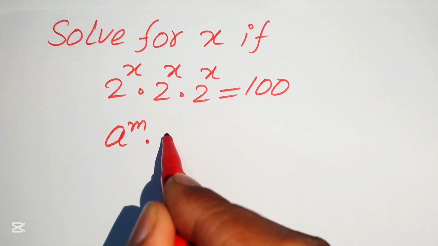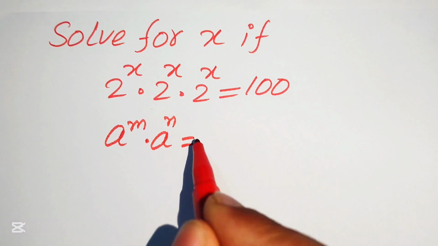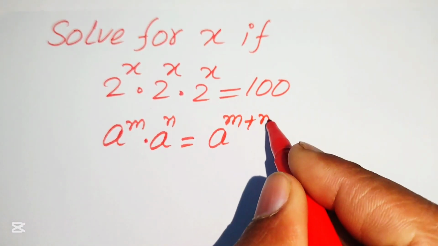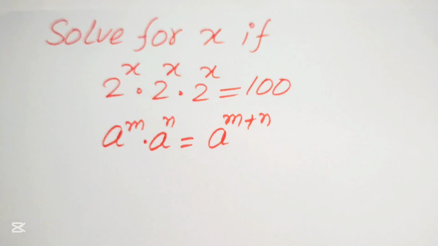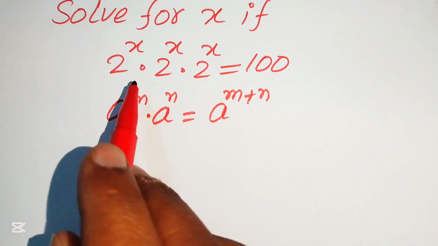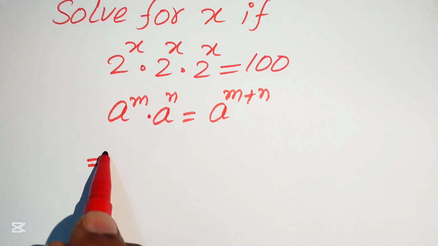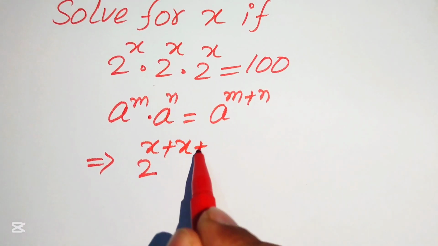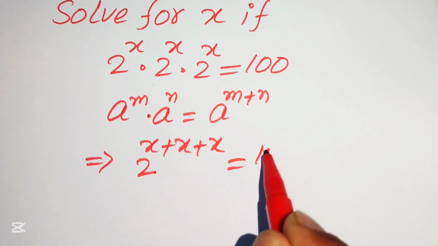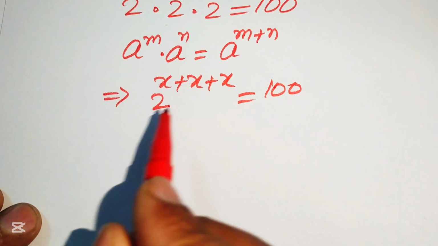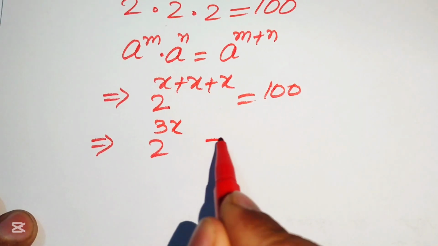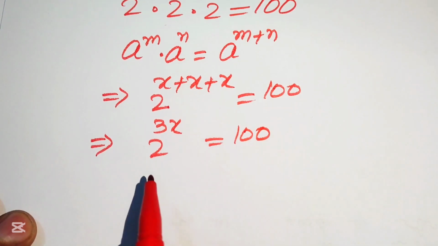If you have a to the power of m multiplied by a to the power of n, we write it as a to the power of m plus n. So here, according to this exponent law, we add these three exponents and we write it as 2 to the power of x plus x plus x equals 100. And we write this expression as 2 to the power of 3x equals 100.